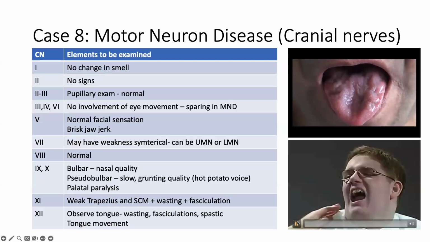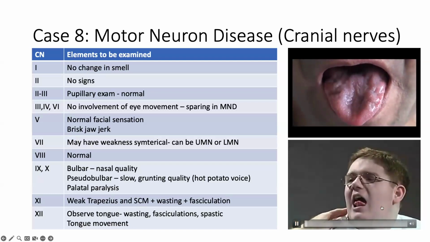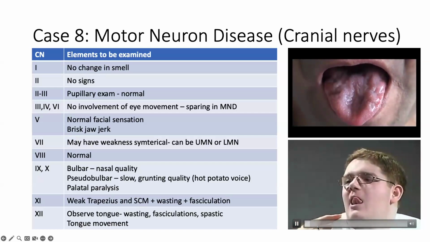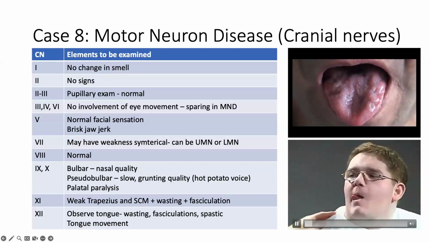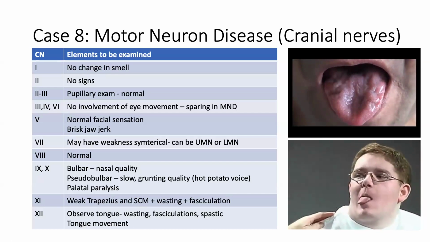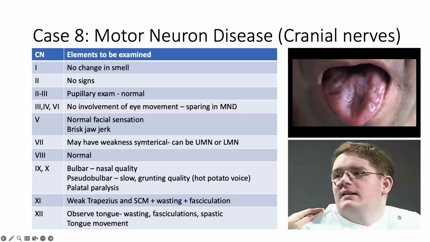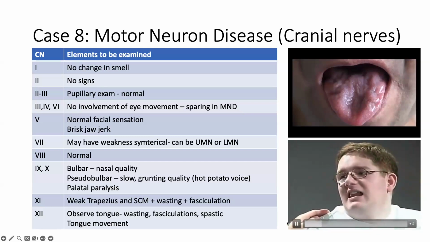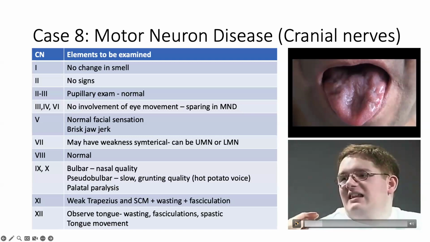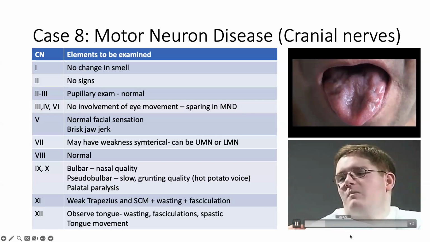And this is somebody with pseudobulbar palsy. So look at the tongue, it's very spastic. It's hard for him to protrude the tongue and move the tongue because it's really spastic. And try to listen to the voice. Yeah, as if he's eaten hot food, and it's burning in his mouth. So that's pseudobulbar speech.